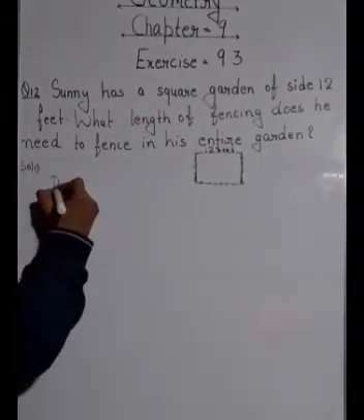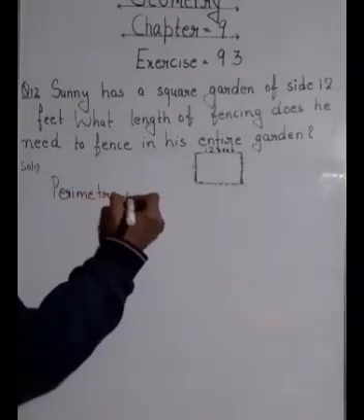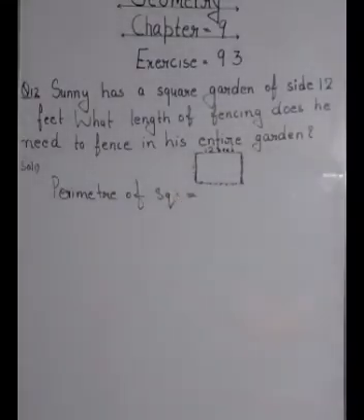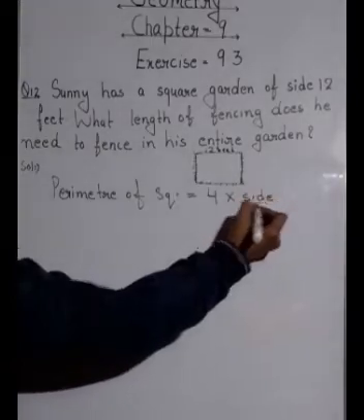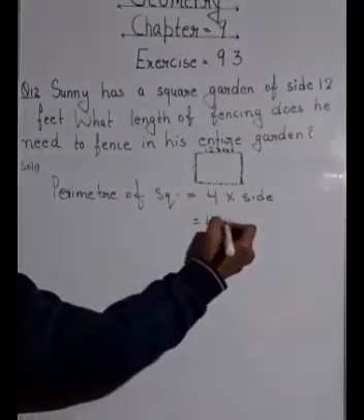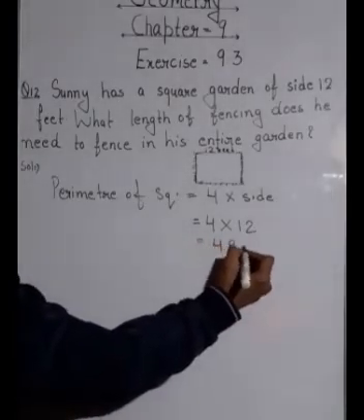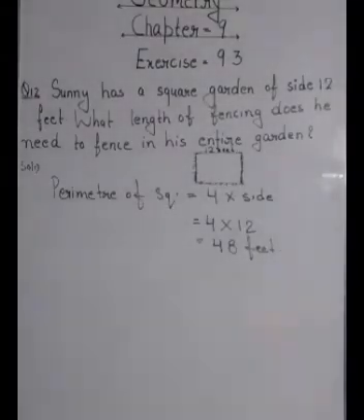Okay, so you will write perimeter of square. What was the formula for finding the perimeter of a square? That is your 4 into side. This was the formula. So your 4, what is your side? They have given you 12. Now 12 fours are 48. And the unit is feet. It means how much fencing he needs? He needs 48 feet fencing to cover his entire garden.